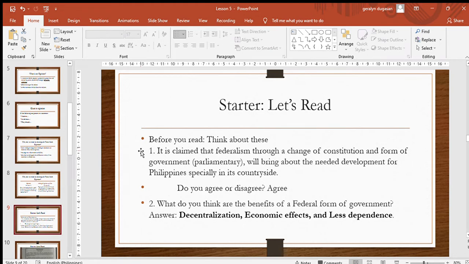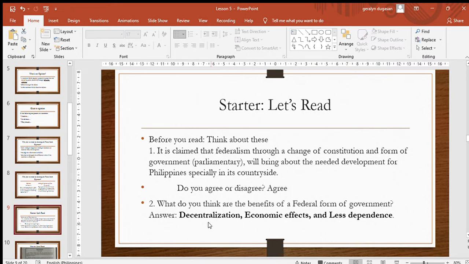Number one, it is claimed that federalism, through a change of constitution and form of government to parliamentary, will bring about the needed development for the Philippines, especially in its countryside. So the question is, do you agree or disagree? For me, I agree. And what do you think are the benefits of a federal form of government? My answer is decentralization, economic effect, and less dependence.